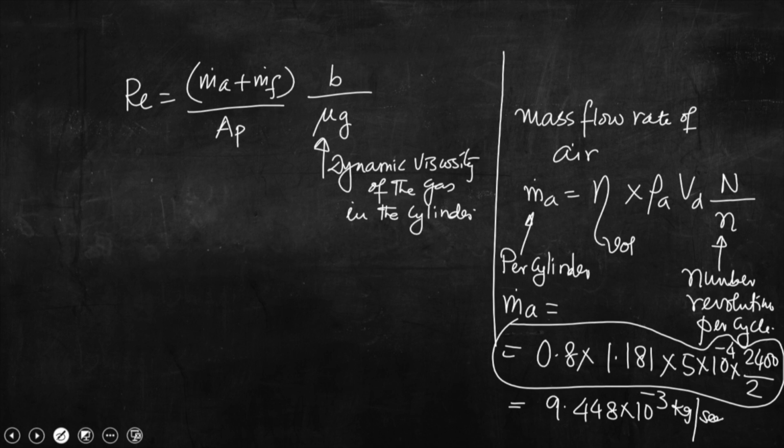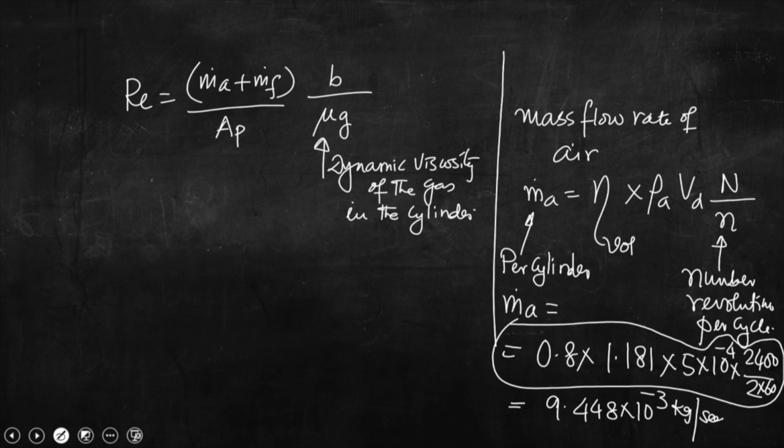Just check the unit. This is kg per meter cube, this meter cube will get cancelled, and this is revolution per minute. So, we have to convert to per second. So, that would be divided by 60, because this is RPM, revolution per minute, so divided by 60, it will be per second, and 2 revolutions, so revolution will get cancelled. So, this is kg per second.